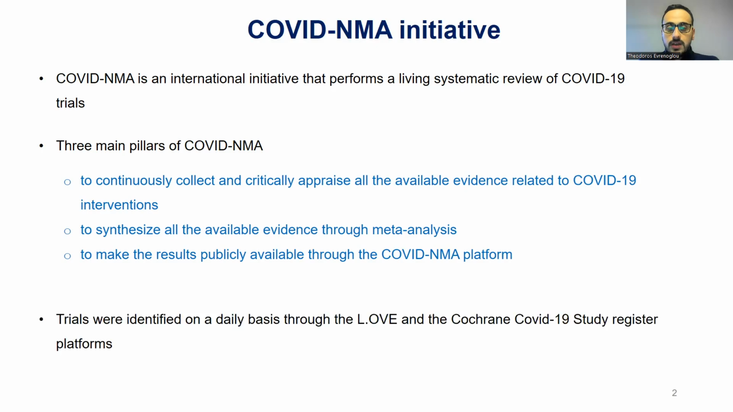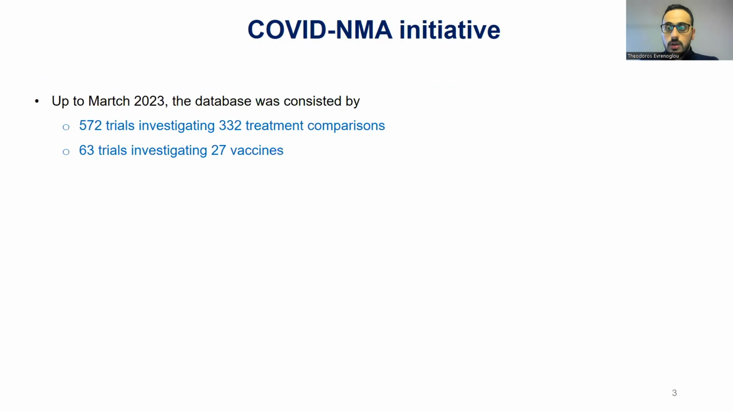For almost 3 years now, the COVID-NMA data extraction team has been identifying new trials on a daily basis through the LOVE and the Cochrane COVID-19 study register platforms. All this continuous work has led to a huge amount of available information in our database. Up to March 2023, the COVID-NMA database consisted of 572 trials investigating 332 treatment comparisons, and 63 trials investigating the efficacy or safety of 27 vaccines used against COVID-19.